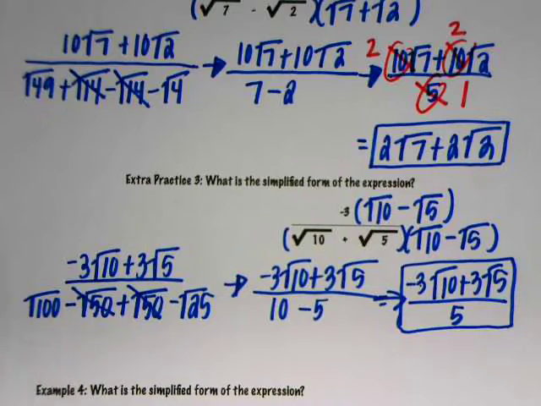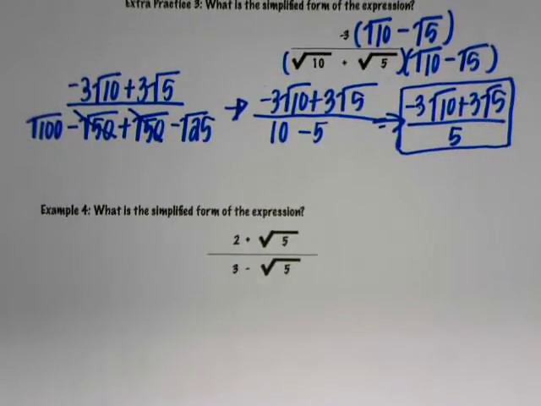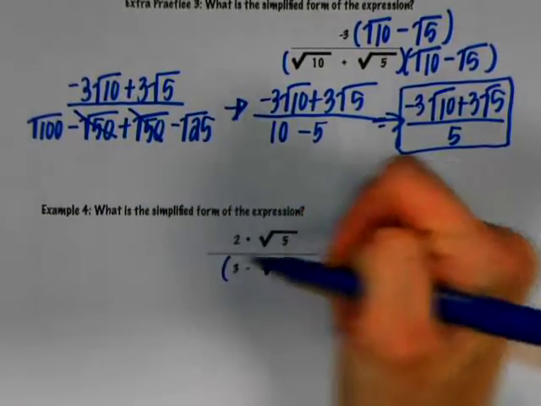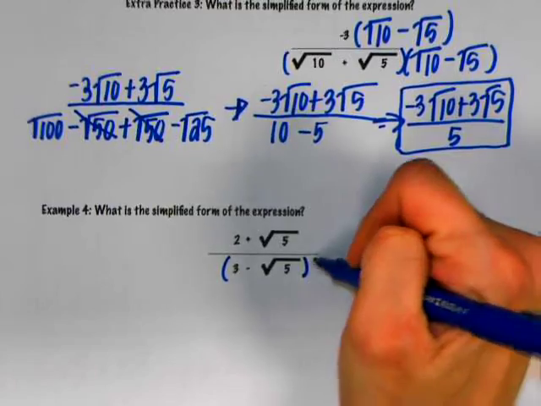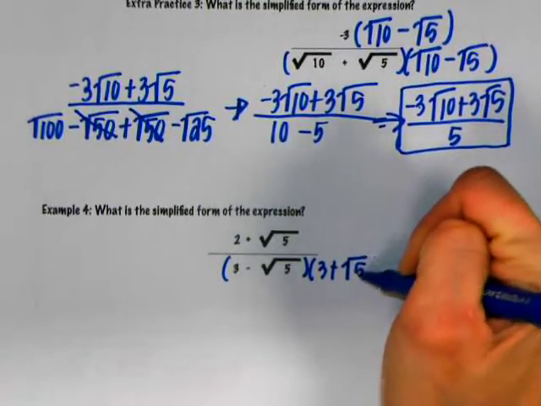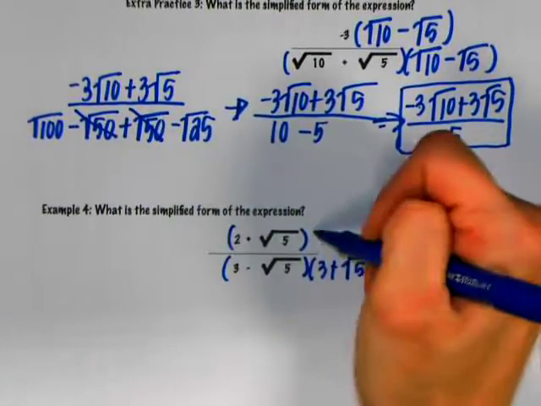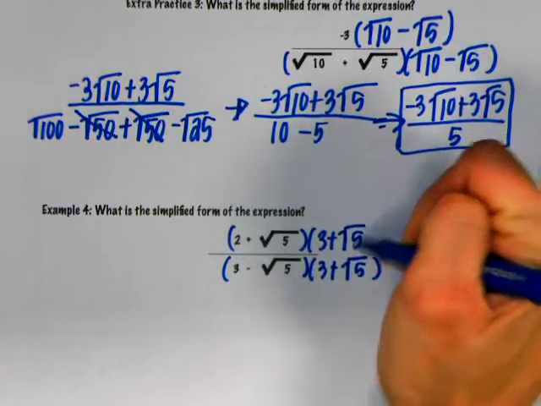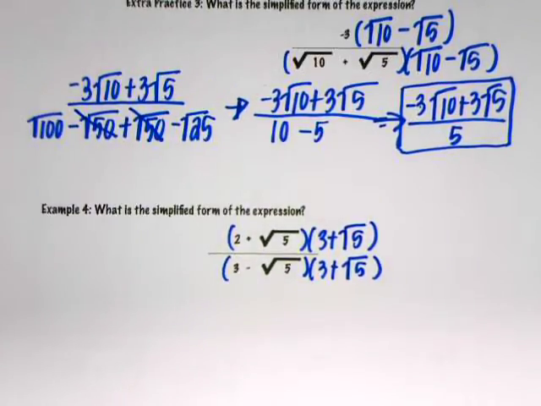All right. Next one's the same kind of deal. Multiply by the conjugate pair on the bottom. So the conjugate pair of the bottom is going to be 3 plus radical 5. So you'll just have to FOIL on both the top and bottom on this one.